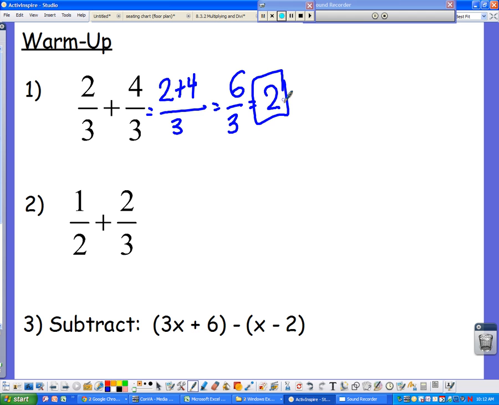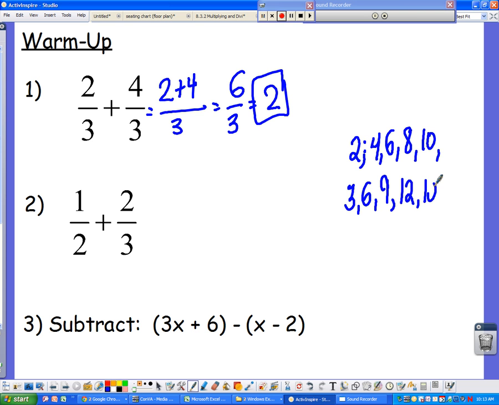Okay? Now, number 2, I have 1/2 plus 2/3. Well, those are not common denominators. So the first thing I need to do is find what number 2 and 3 both have in common. The multiples of 2 are 2, 4, 6, 8, 10, and so on. We can add more if we need it. The multiples of 3 are 3, 6, 9, 12, and 15, and again, we can add more if we need it. The first number these two have in common is 6. So that's what we're going to change the denominators to. We're going to change them both to 6.